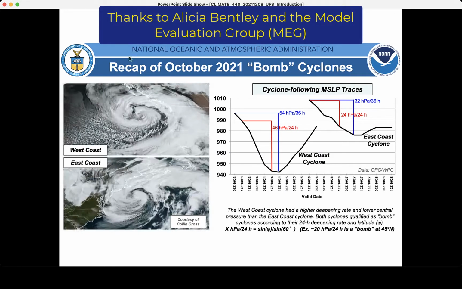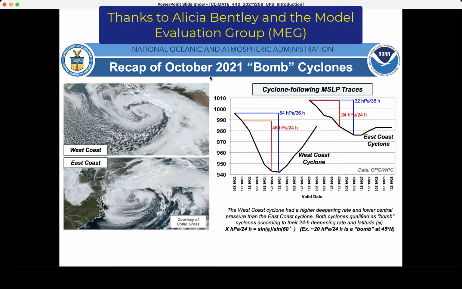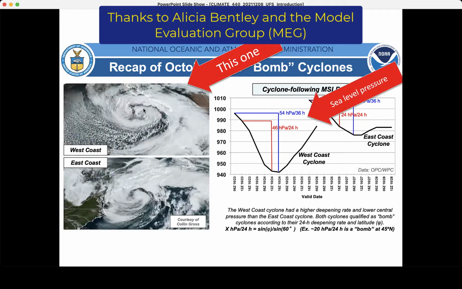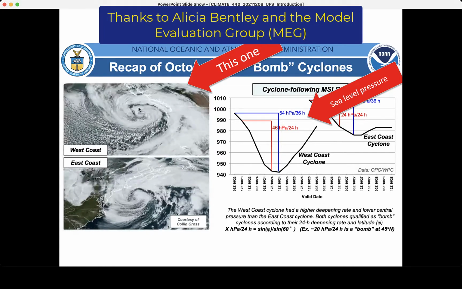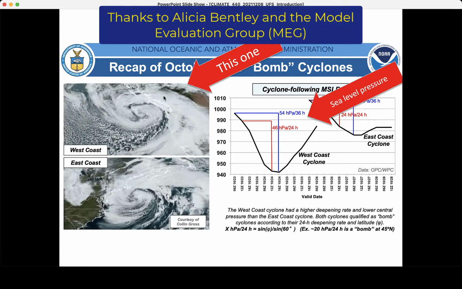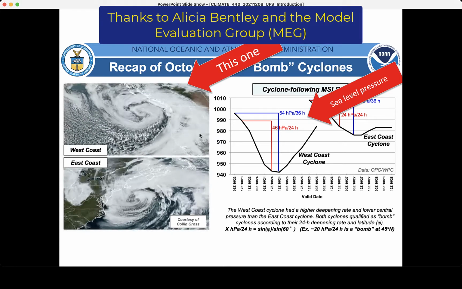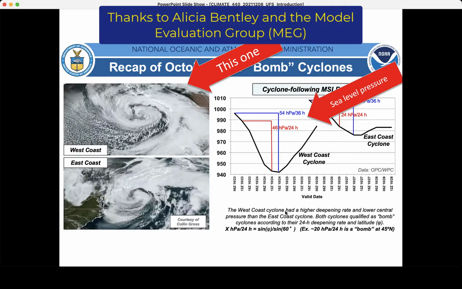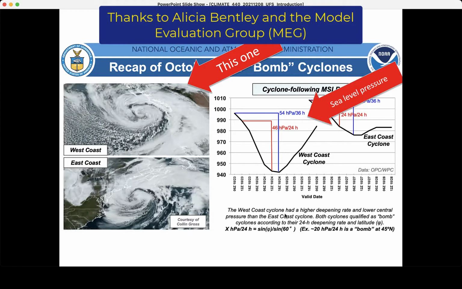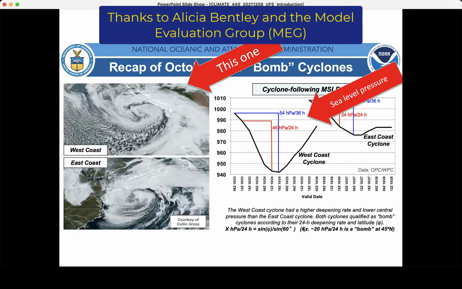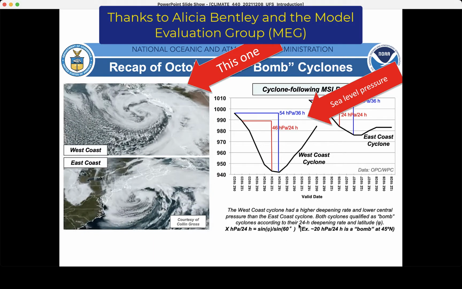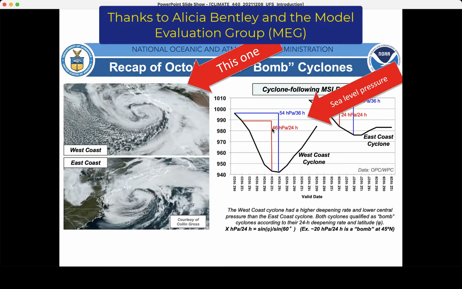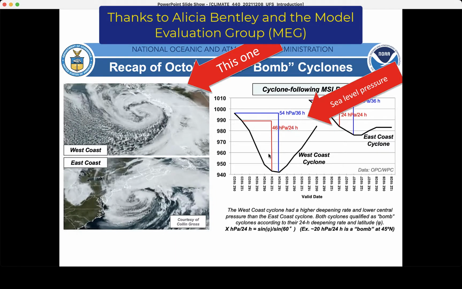So what I want to look at is one storm from the October bomb cyclones of 2021. And in particular, I want to look at this one. It was on the west coast. And what you see here is the coast of the United States and Canada. This is out over the Pacific Ocean. This is a trace of the sea level pressure of this system. So a bomb cyclone has to minimally have 24 hectopascals deepening of its central pressure in a 24-hour period, with some details based on the sign of the latitude here. But for this system, you can see here there's been a 46 hectopascal in 24-hour deepening here.